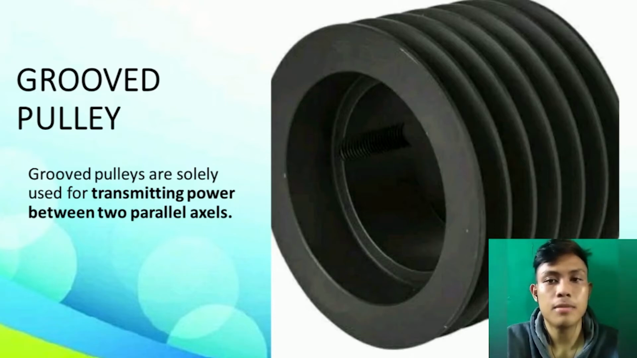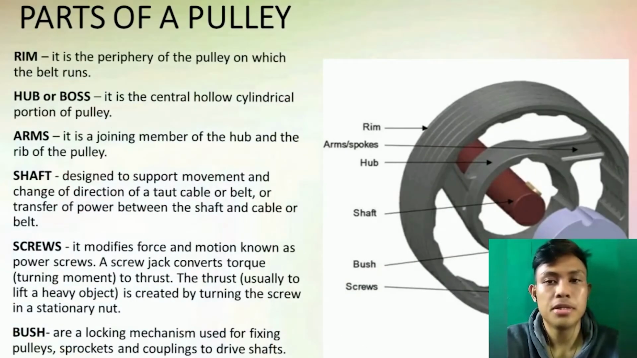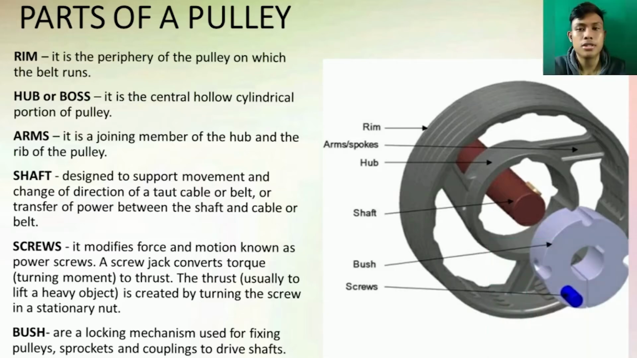The next topic is the parts of a pulley. The first part is the rim. It is the periphery of the pulley on which the belt runs. The outer face of the rim is made slightly convex, which is called crowning. This keeps the belt at the center when the pulley is misaligned.